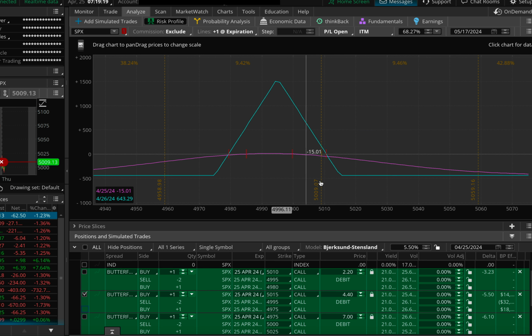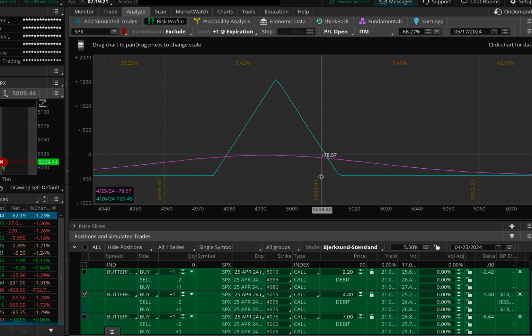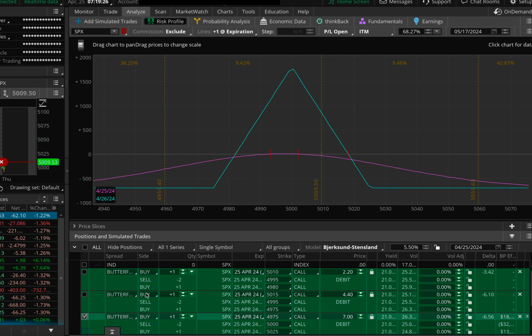Here's the middle version. We're just inside the tent and about break even. Here's the wide one. We're underwater a little bit. Let's say break even to down 10, 15 bucks, and we're still inside the tent. All right, see you in a few.